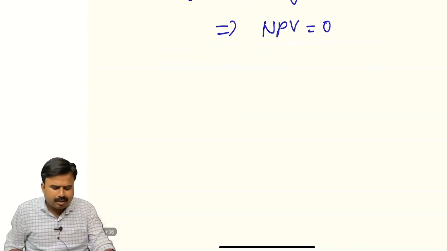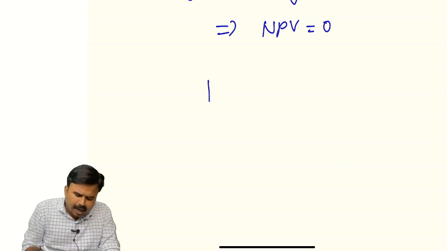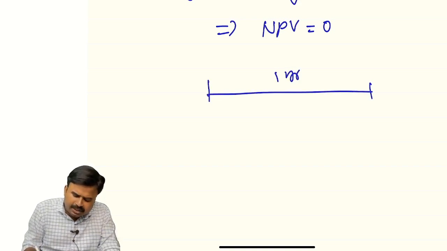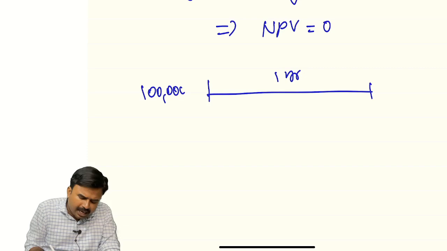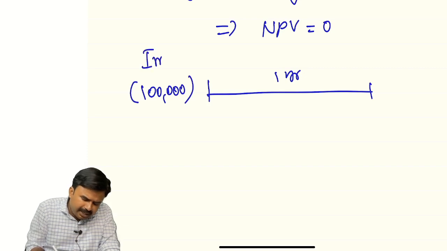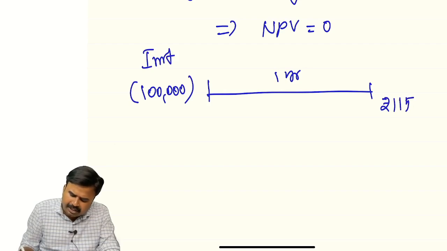Let us consider one example to understand this IRR. I am taking 1 year project life just for the sake of convenience, and here is my investment, 1 lakh rupees. This is my initial investment, and at the end of first year I am going to get 1,15,000 cash inflow. This is my cash inflow.